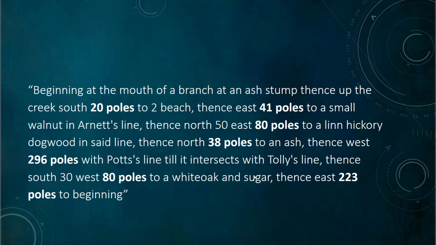Here's another example. Beginning at the mouth of a branch of an ash stump, 20 poles to 2 beech, that would be beech trees, misspelled, 41 poles to a small walnut in Arnett's line, so presumably we know who Arnett is. Then north, 80 poles to a Lynn hickory dogwood, and I have no idea what a hickory dogwood is. 38 poles to an ash, and then 296 poles to Potts line until it intersects with Tully's line, and presumably we know who they are also.